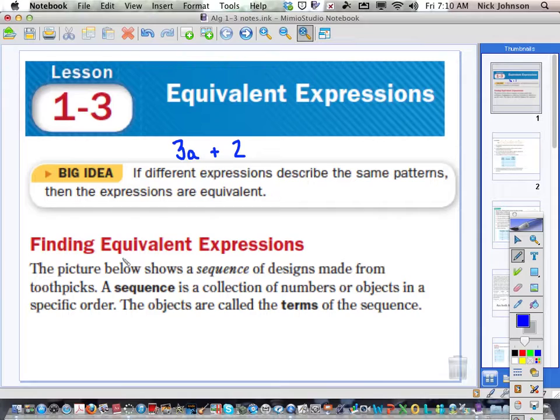Okay? Finding equivalent expressions. The picture below shows a sequence of designs made from toothpicks. A sequence is a collection of numbers or objects in a specific order. The objects are called terms. So our terms are going to be our x value. It's what we're putting into our expressions. And then the value that we get out is going to be our y values. Remember, when we have coordinates, it always goes x first, y second.